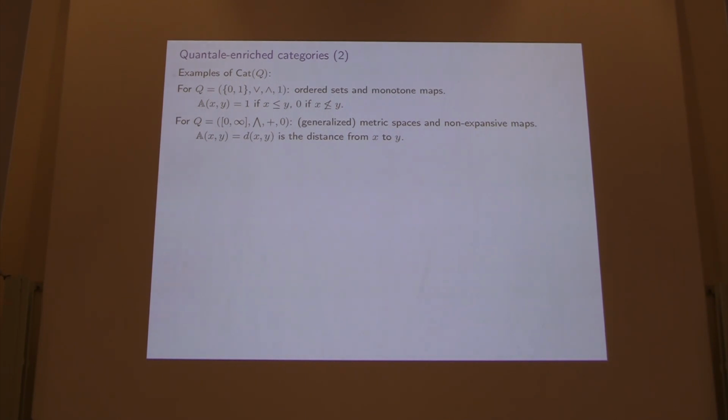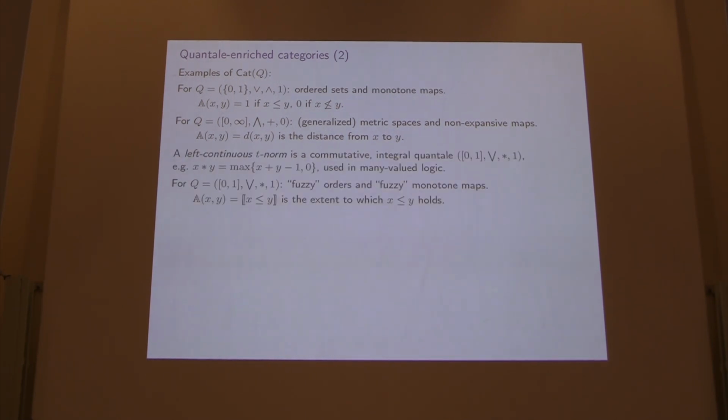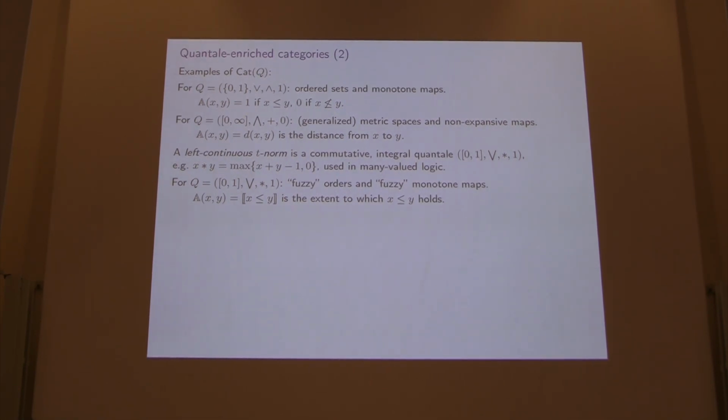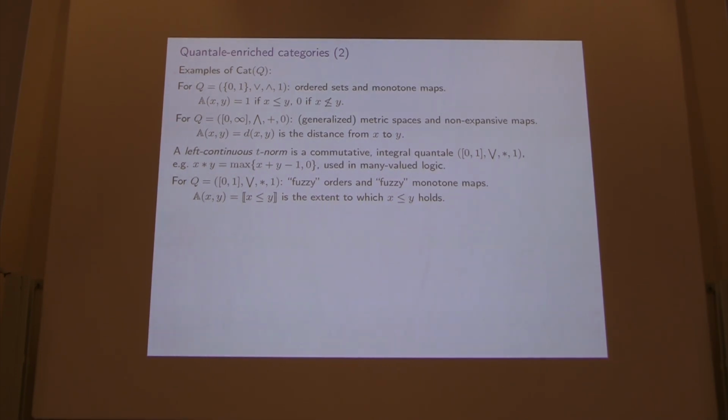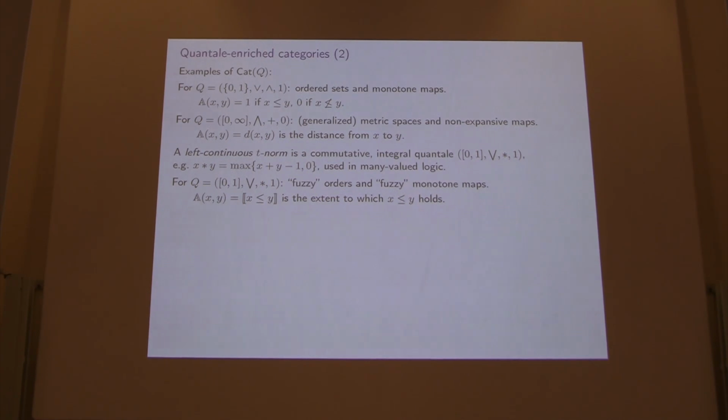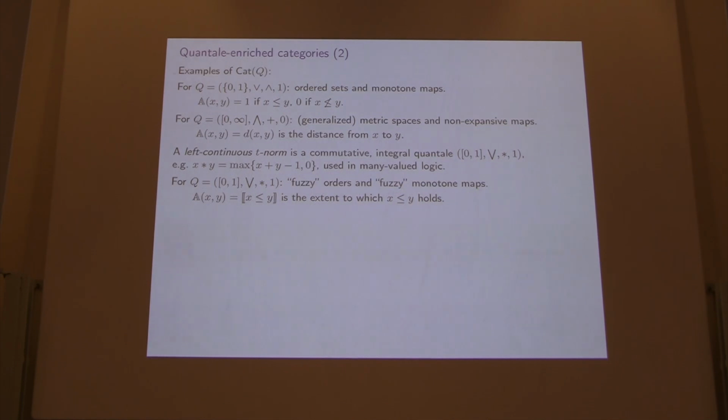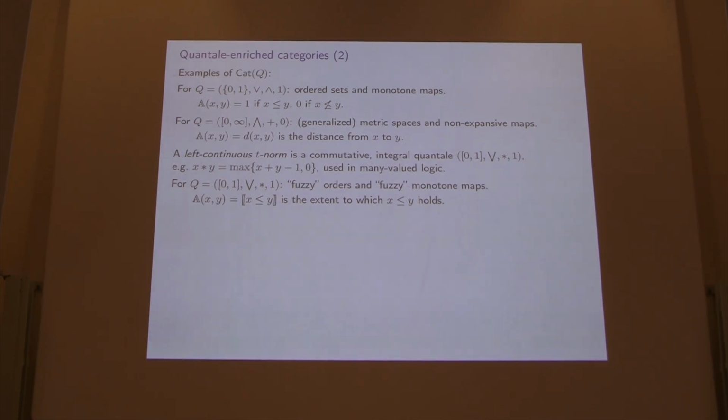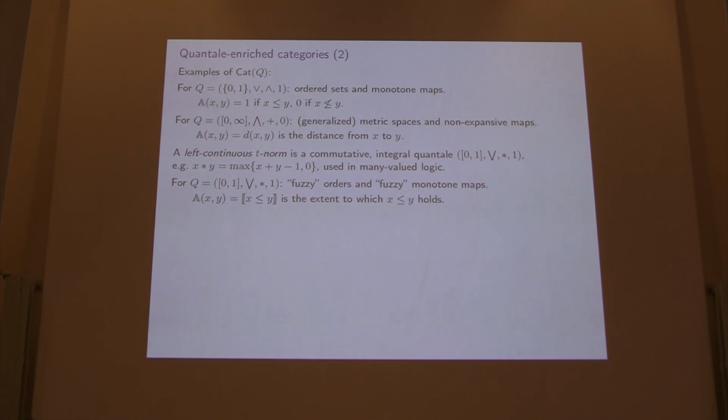Right, now we can generalize this latter example, and it's done in what's sometimes called, it's a misnomer in my opinion, fuzzy logic. So what people call in that case a left continuous T-norm is just a commutative integral quantale structure on the unit interval, meaning the unit element is the top element. That's what people call a left continuous T-norm, precisely the same thing. It's used in many-valued logic, which I find a better name for fuzzy logic, and when you enrich over this quantale, you get what people sometimes call fuzzy order and fuzzy monotone map.